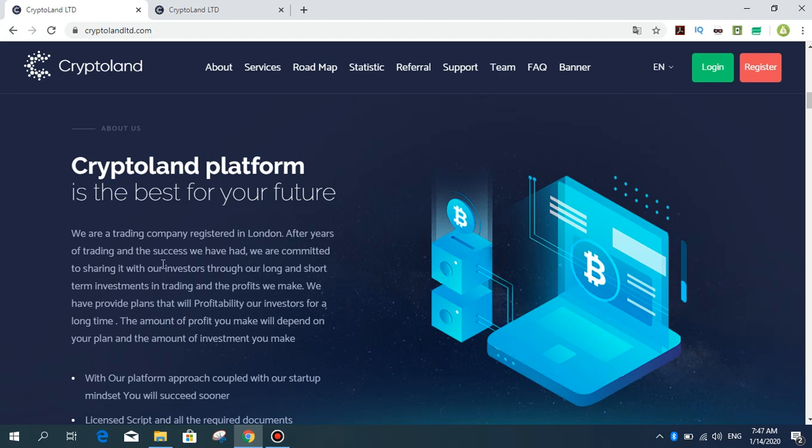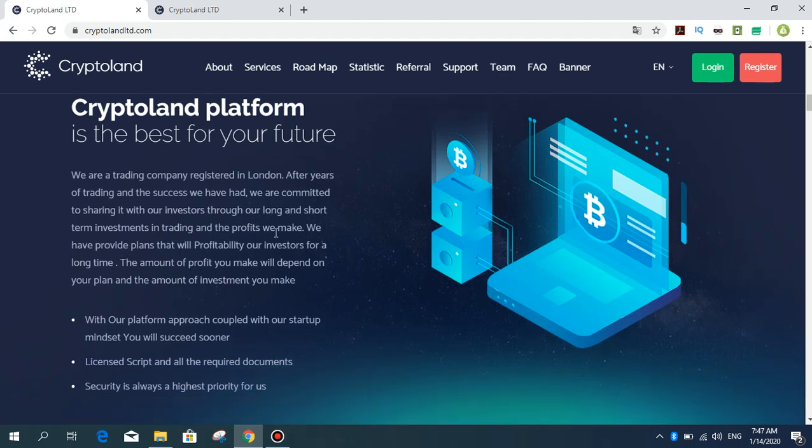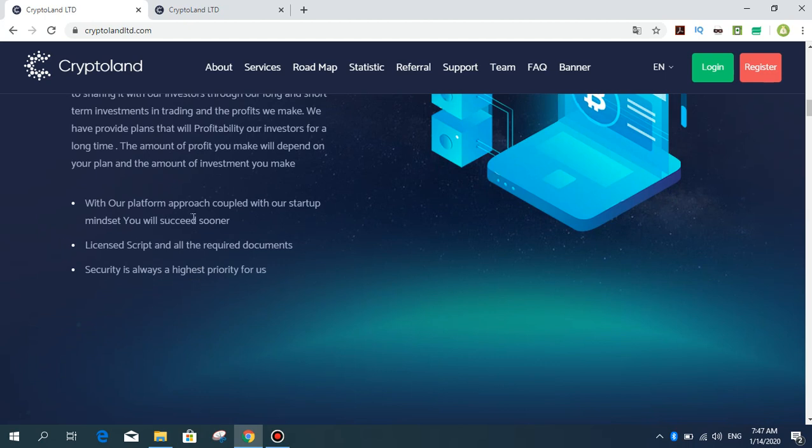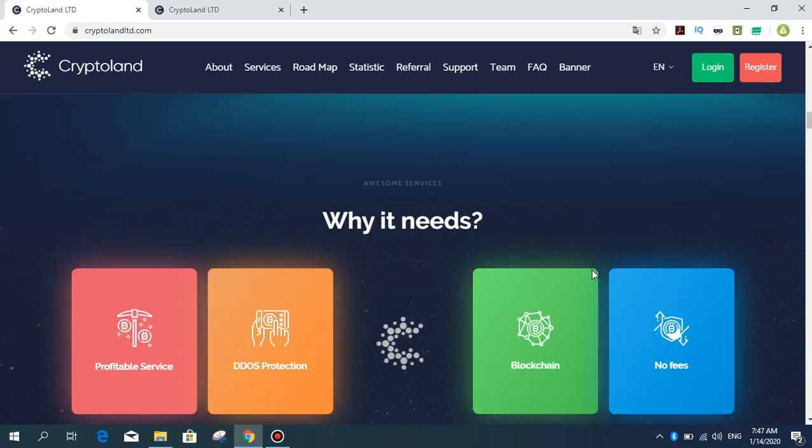After years of trading and the success we have had, we are committed to sharing it with our investors through our long and short-term investment in trading and the profits we make. We have profit plans that will give our investors profitability for a long time. The amount of profit you make will depend on your plan and the amount of investment you make. With our platform approach, coupled with our startup minds, you will succeed sooner.